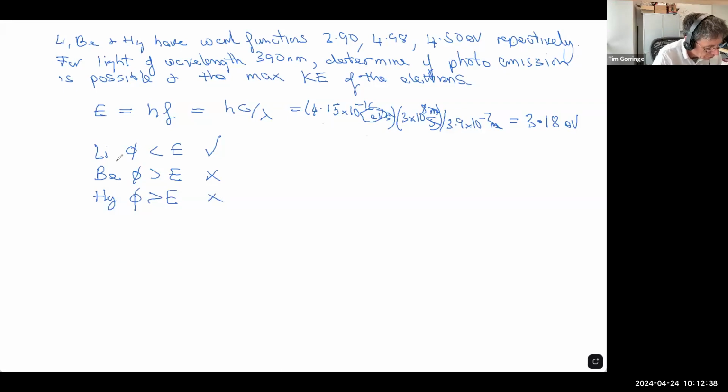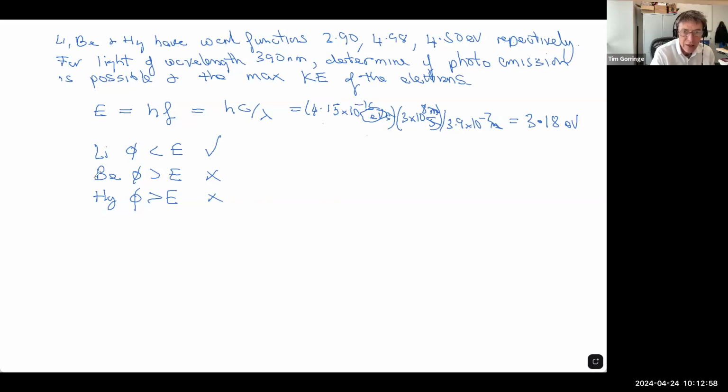So making this comparison, lithium has a work function that is 2.9 electron volts. The photons are about 3.2 electron volts. So the photon energies are greater than the work function energy. And so the photoelectric effect can occur. I've indicated it with the check mark on lithium.